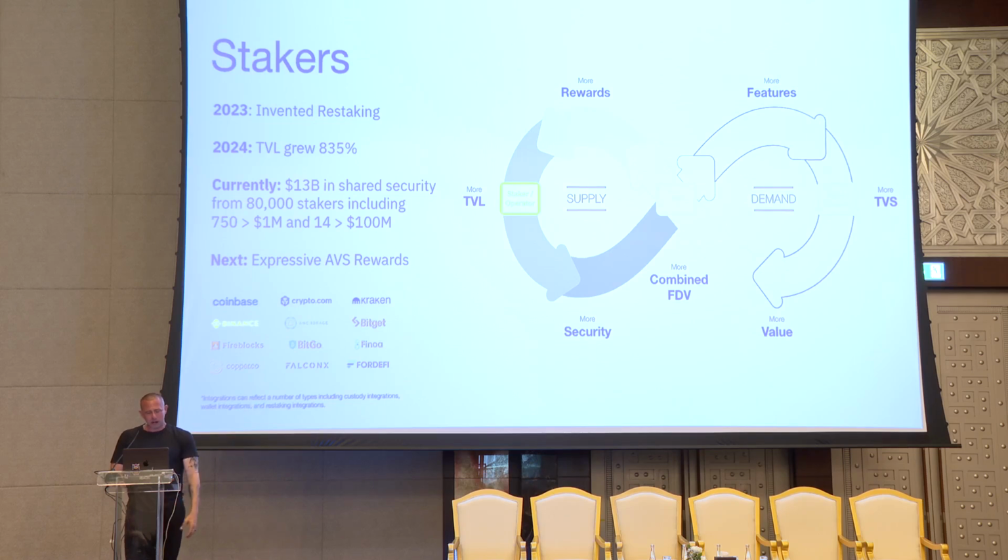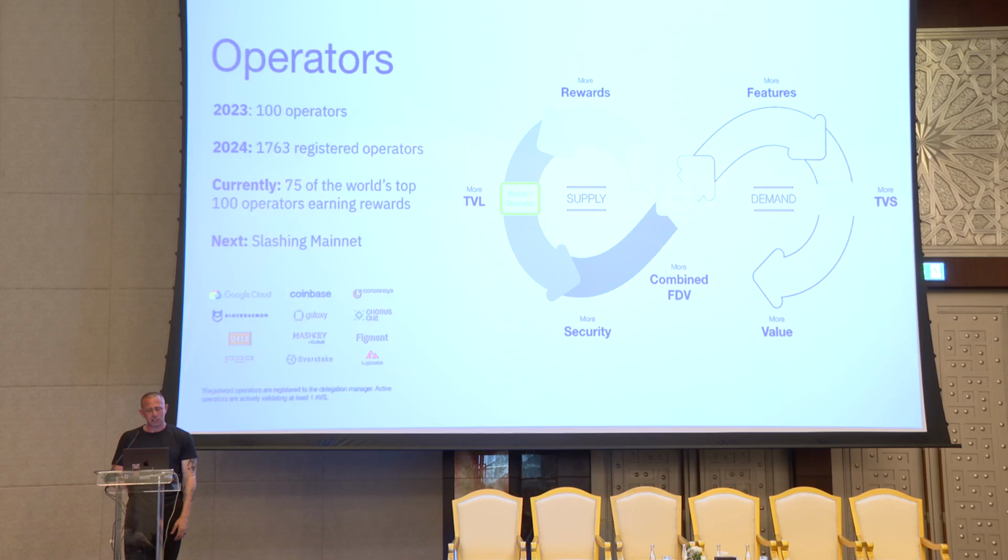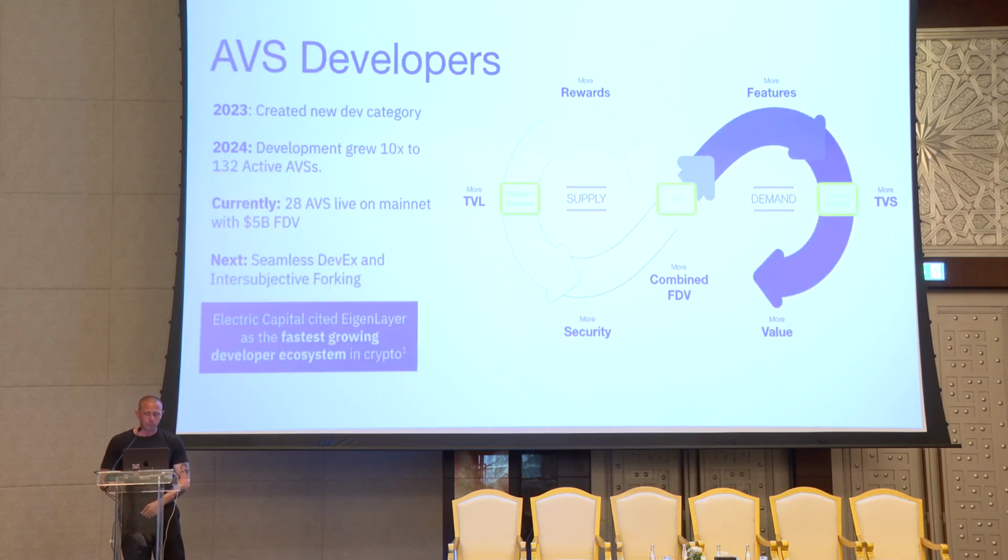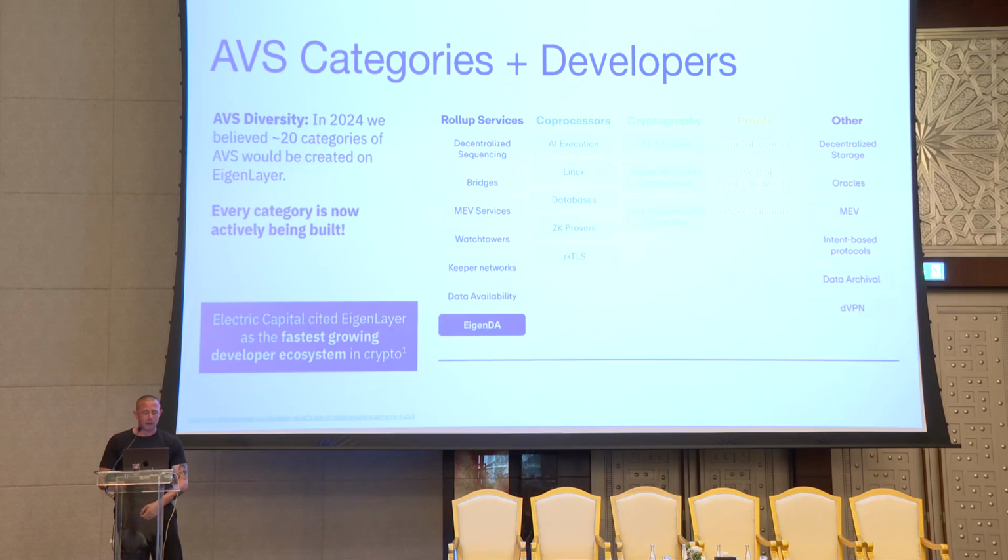Couple of numbers: staking went way up in 2024, obviously, because it's the year that we launched. Operators, we have 75 of the world's top 100 operators running services on EigenLayer. We're shooting for all 100. AVS developers, we grew extremely well in 2024. We're looking to keep that going this year.